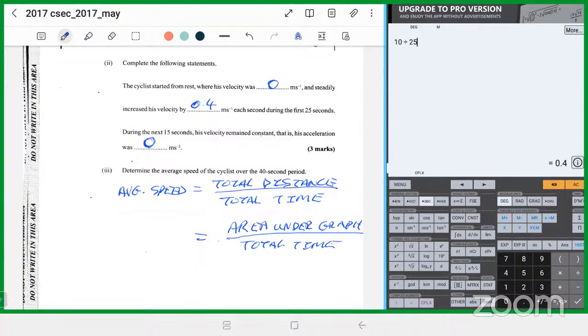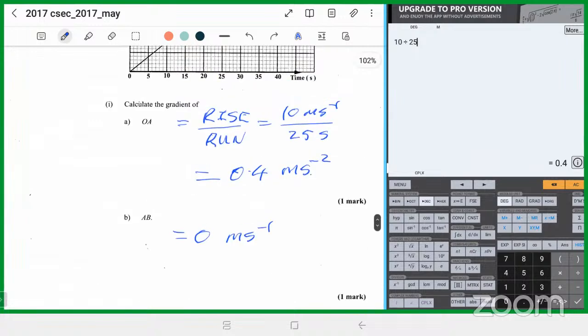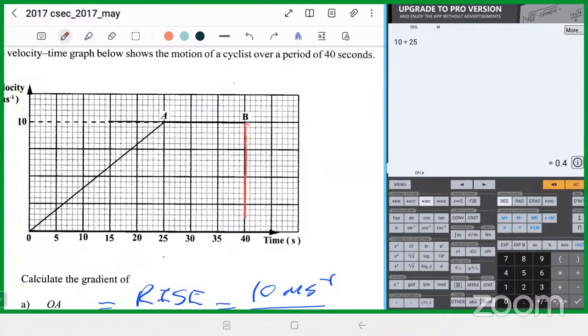So the question is, what is that area under the graph? It becomes the area of this trapezium right here, this trapezium that I'm shading out. See, the total time is up to 40. What's the area of the trapezium? It is half the sum of the parallel sides. We're trying to find the area of this trapezium to get the distance traveled.